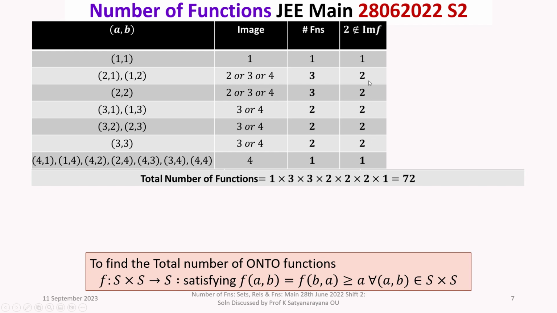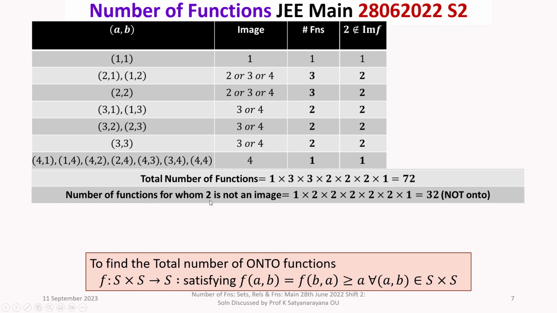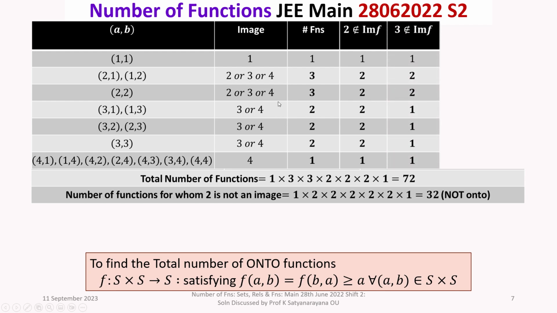How many such functions will be there? By the product rule, the number of functions for which 2 is not an image is 1 into 2 into 2 into 2 into 2 into 2 into 1, that is 32. These are not onto functions. And again, suppose 3 does not belong to the image of f. That means 3 is not the image of any ordered pair. Then in that case, 1 choice, and since 3 is not there, 2 choices, 2 and 4.